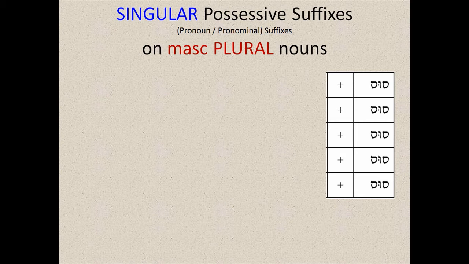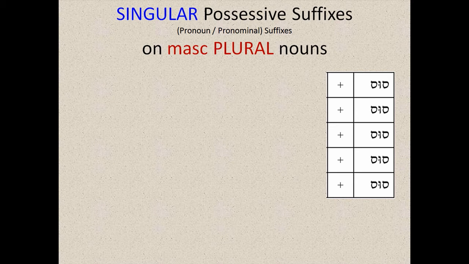Now, earlier in Chapter 16, we had suffixes that went on singular nouns. And you'll recall that there were two sets of those: singular suffixes and plural suffixes. So I don't want you to get confused with the terminology. In Chapter 16, we had singular and plural suffixes. That refers to the way the suffix gets translated.